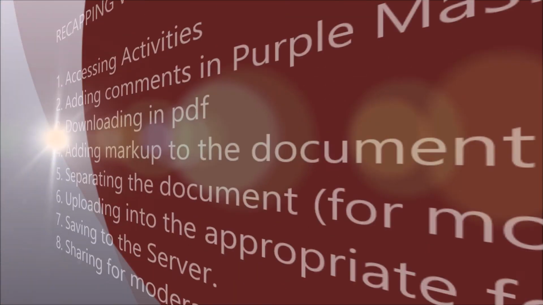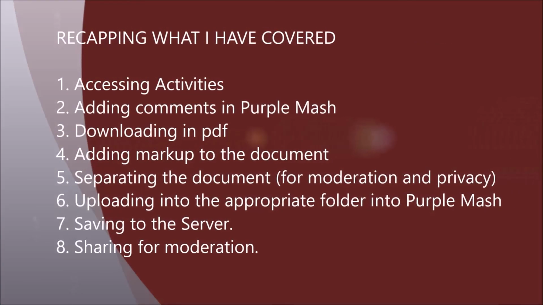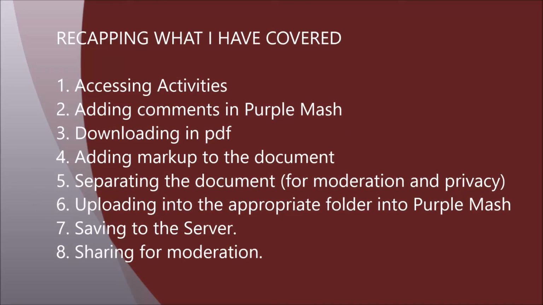I'd just like to recap on what we've covered. First of all, we access the activities in Purple Mash. We showed you where that is after logging in. The second thing we did was adding comments in Purple Mash, which wasn't exactly what we wanted because we wanted markup on the document. So then, to get markup on the document, we downloaded in a PDF format. Then, number 4, we were adding the markup to the document in the actual marking process. We then used print to PDF to separate the document into each individual document for moderation and privacy purposes.